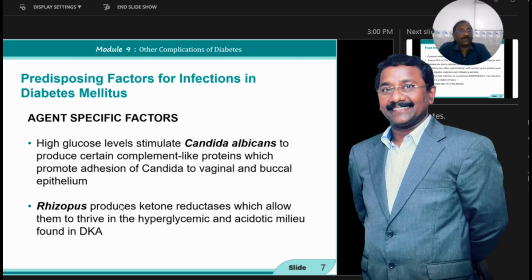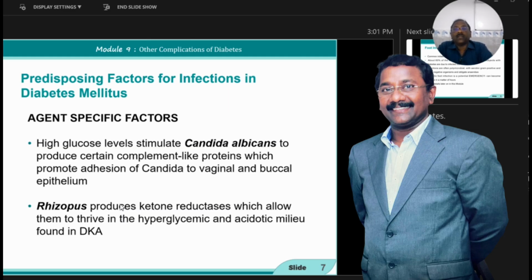Now the agent specific factors. So high glucose levels stimulate the Candida albicans. That is the reason some people will have penile candidiasis, vulval candidiasis, or oral candidiasis in uncontrolled diabetes. These are very, very common. Sometimes they could be the initial presentation of the diabetes also.